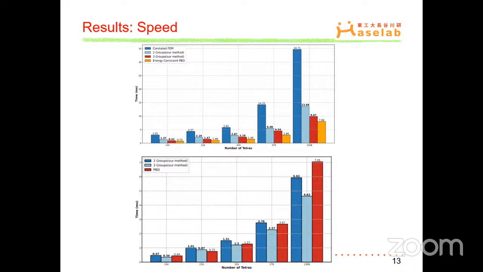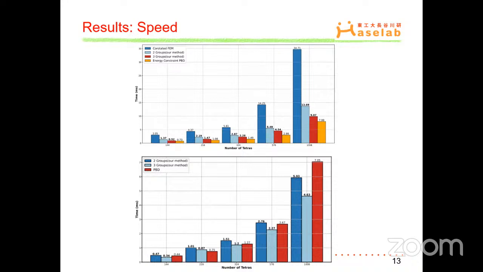The x-axis is the number of vertices. The vertices is increasing. Okay, increasing. Yes. We can see that we accelerated correlated FEM by creating groups, but our speed cannot be faster than the energy constraint PBD, because we still handle the matrices computation.